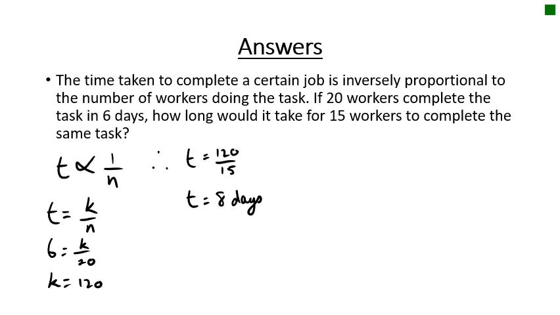If you were going to use the multiplier method, you'd go 6 is to 20 as t is to 15. Now here, we're timesing by 0.75. So here, we're going to times by 4 over 3, or divide by 0.75. That would give us an answer of 8 days.